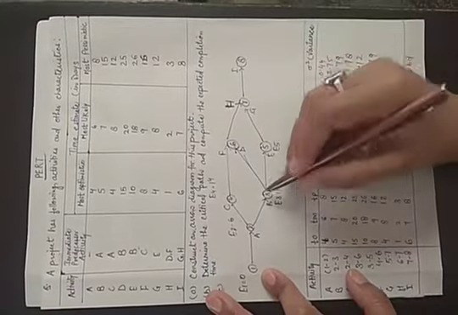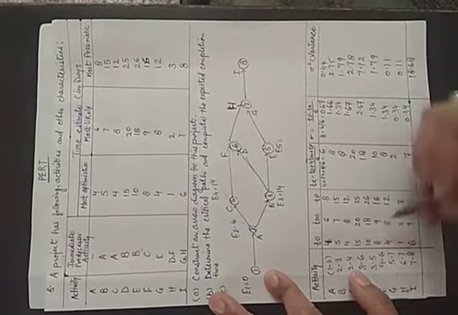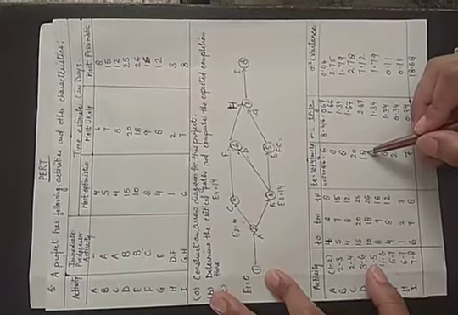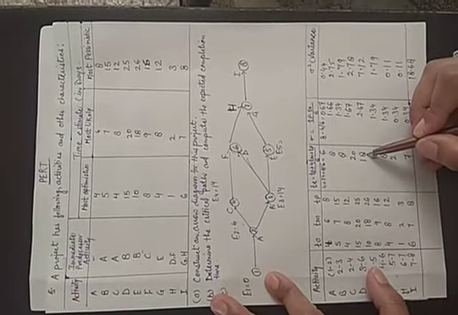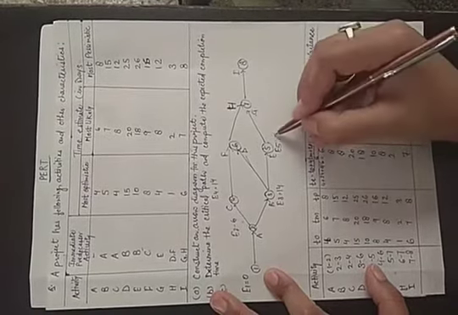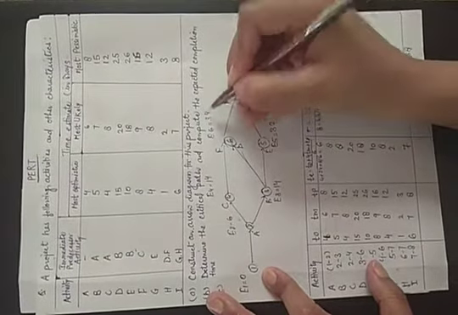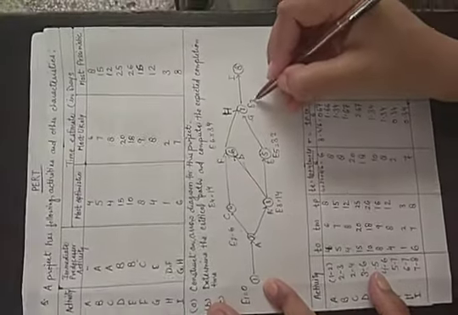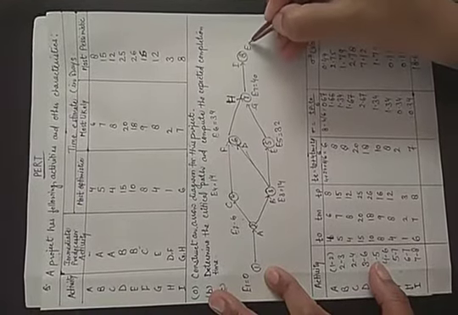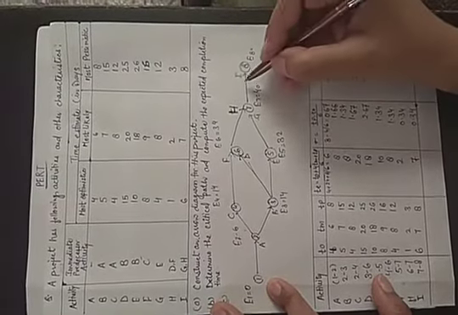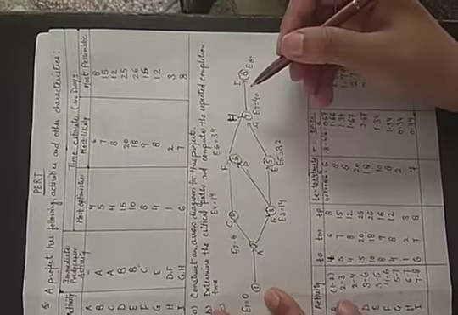E5 is equal to E3 plus T35. 14 plus the time for 3 to 5, which is 18. So 14 plus 18, that is equal to 32. Similarly, E6 is equal to 34. E7 is equal to 40, and E8 is equal to 40 plus the time here.